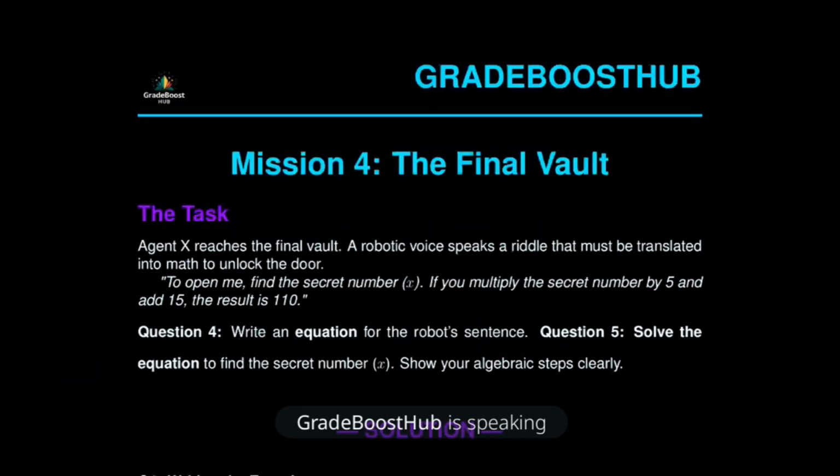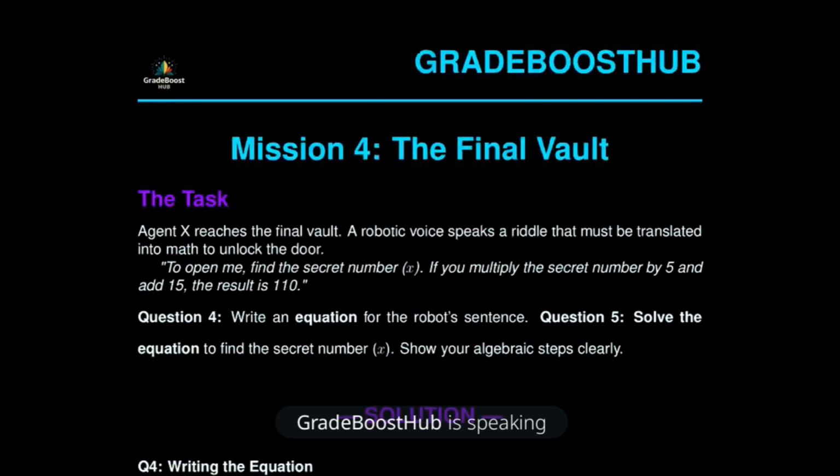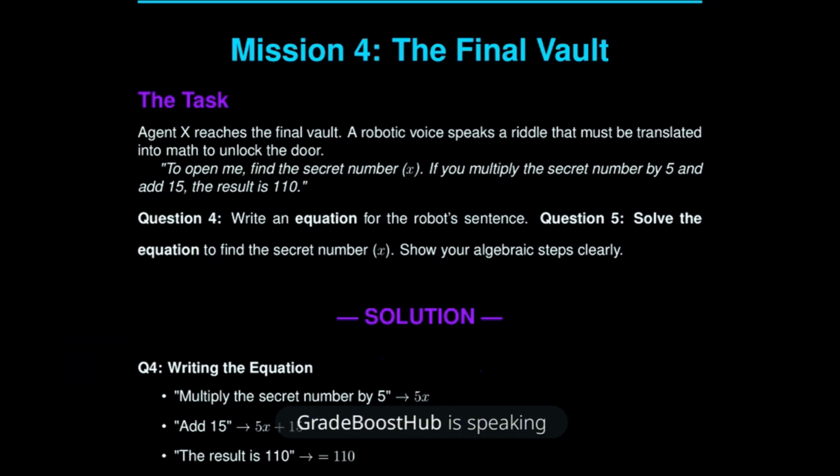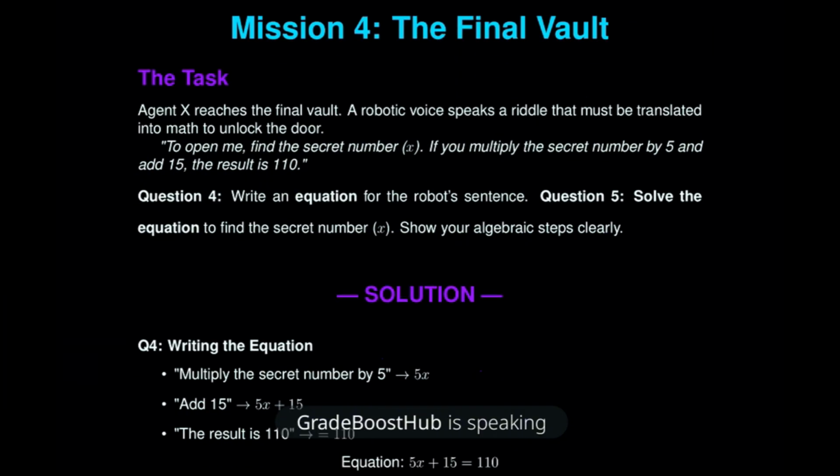Now let's see mission 4, that is the final vault. The task: Agent X reaches the final vault. A robotic voice speaks a riddle that must be translated into math to open the door. So let's see the riddle. The riddle says, to open me, find the secret number X. If you multiply the secret number by 5, add 15, the result is 110.